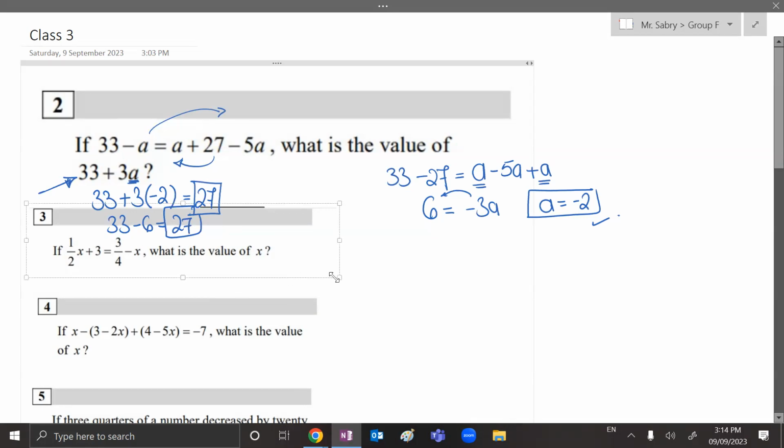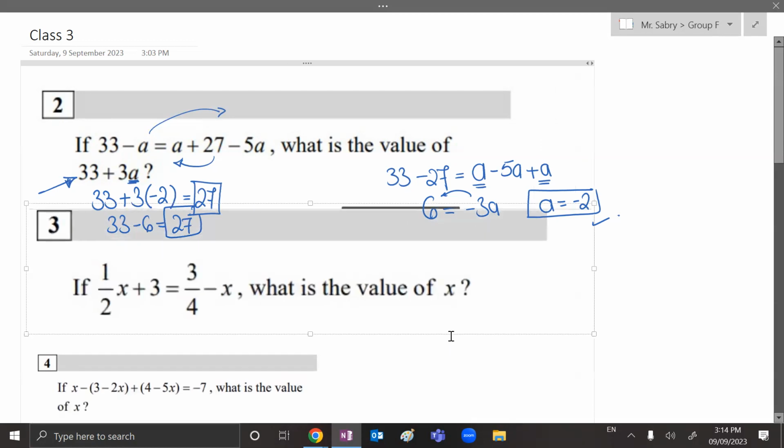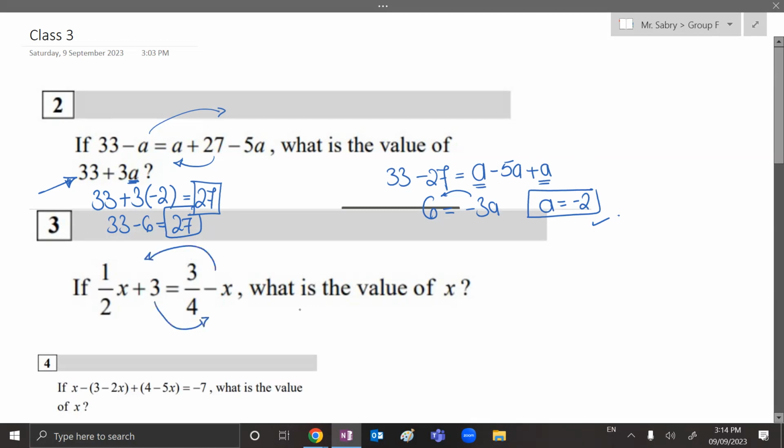Let's check the next one, number 3. It says half x plus 3 equals 3 over 4 minus x. Again, the same thing is happening. I'll move the negative x, so exactly half x and then plus x, and then equals 3 over 4, which did not move. I'll write it first and then I'll move the positive 3 to the other side as negative 3.